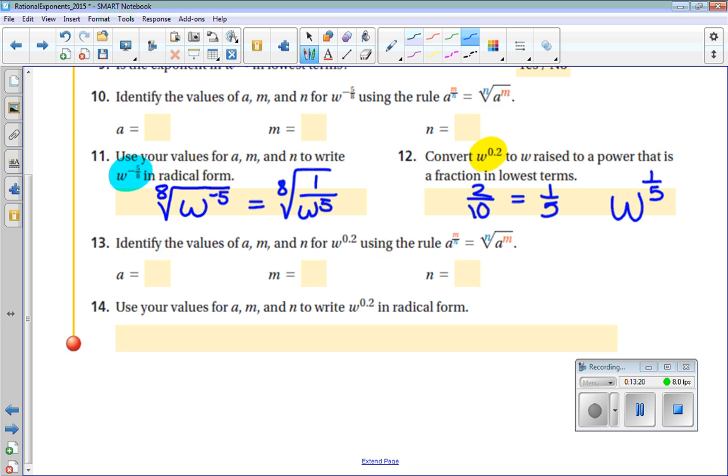So how do I convert this to radical form? If I want to put it in radical form, what would I do? What's the index of my radical? A 5. And where does the w go? Underneath the radical. And where does the 1 go? I could have raised it to the 1 power. I don't have to, but that would be the final answer there. Okay? So far? Not too bad.